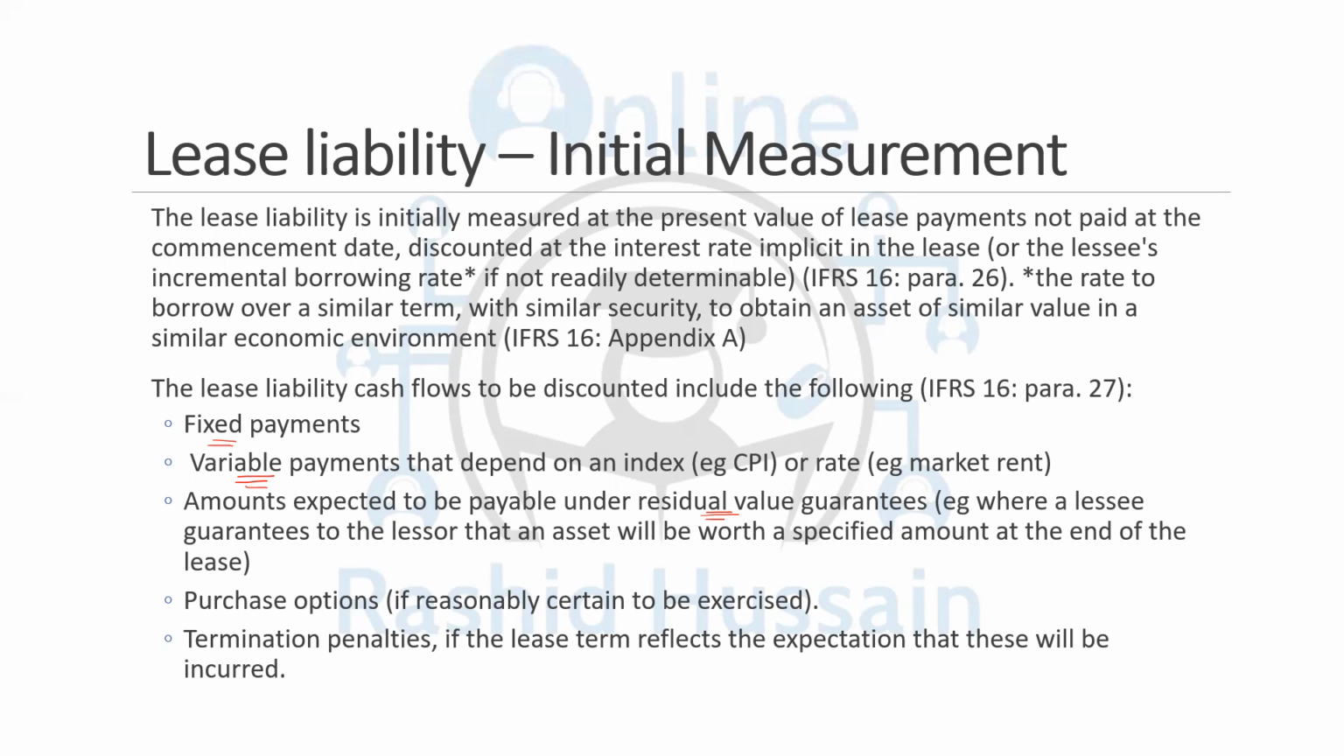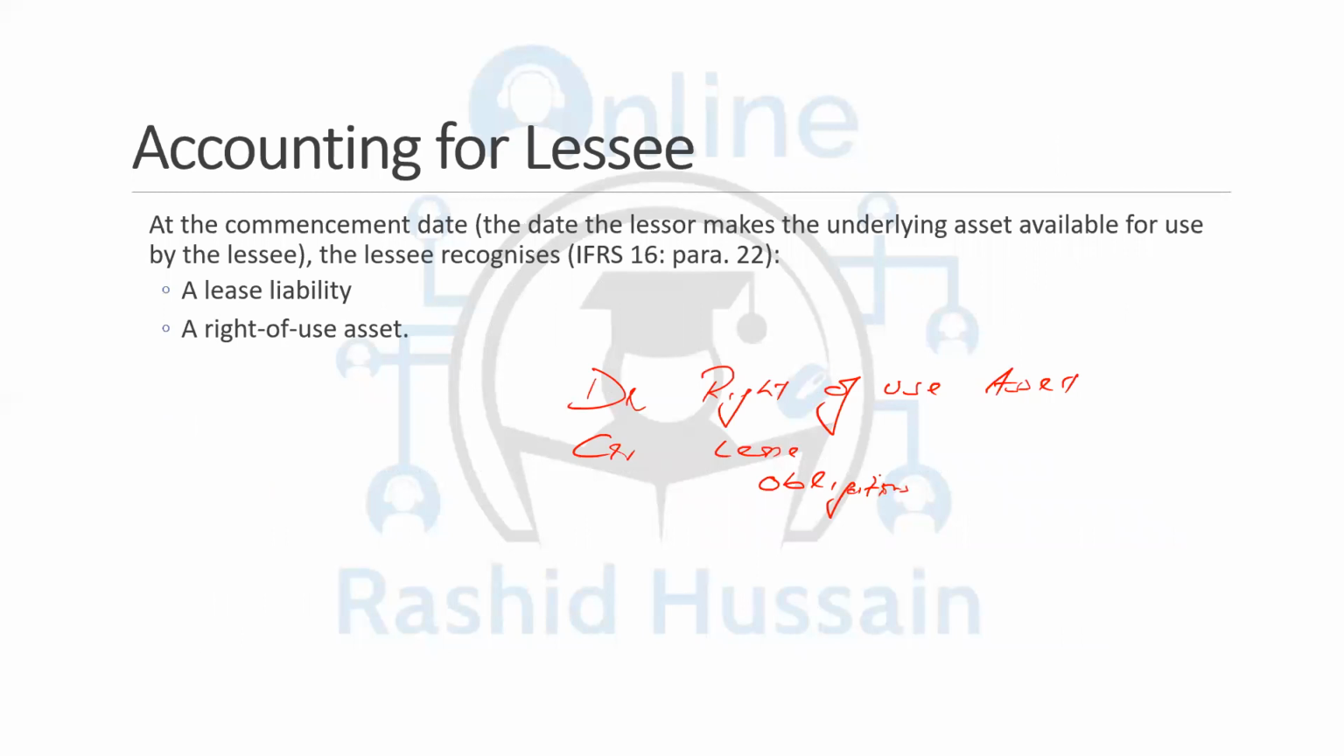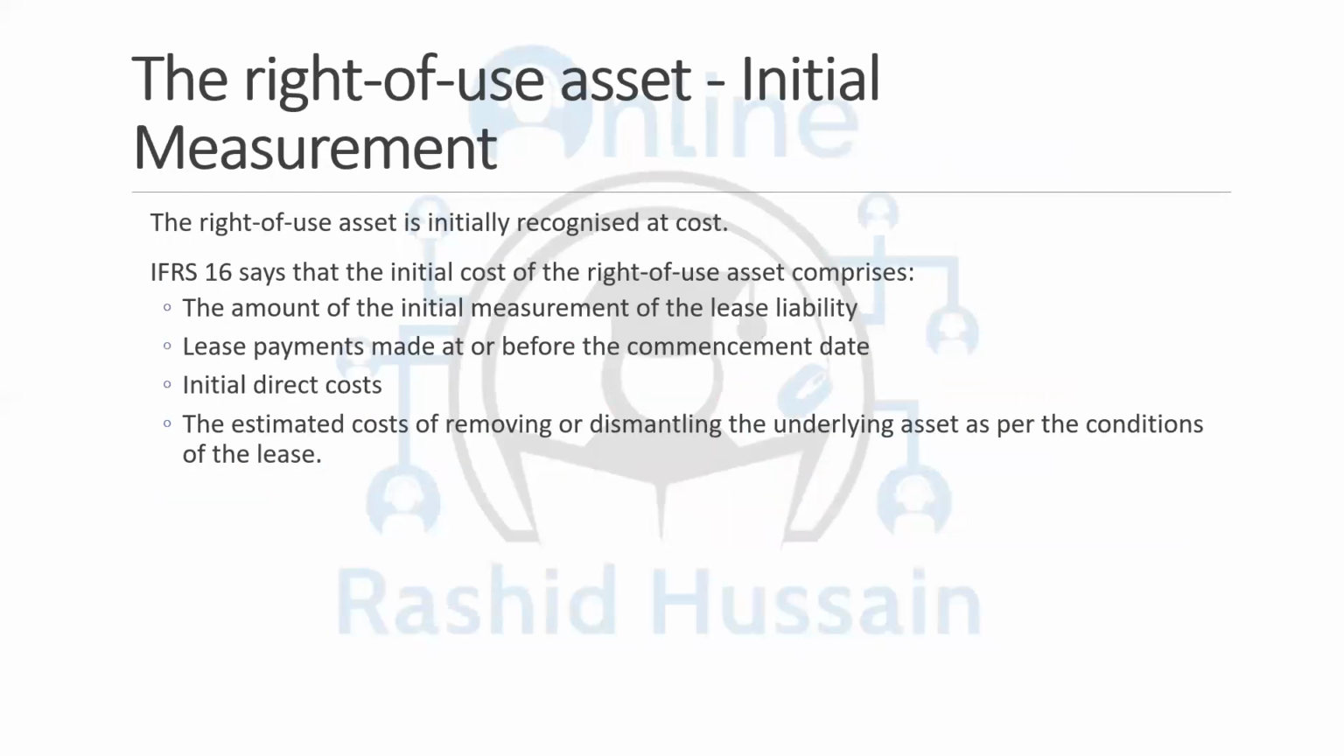Now the purchase options. For example, if you believe that you will be purchasing the asset from the lessor by the end of its lease period, then take that payment into consideration as well. And then termination penalties. For example, if you are terminating the lease earlier than the non-cancelable period, then take into account the termination penalties as well. So, all the expected payments: fixed payments, variable payments, residual value guarantees, purchase options. Take everything into account, calculate the present value of it, and then you will get the credit entry, which is the initial value of the lease obligation.